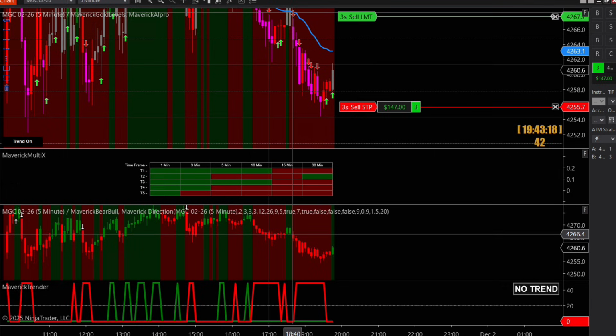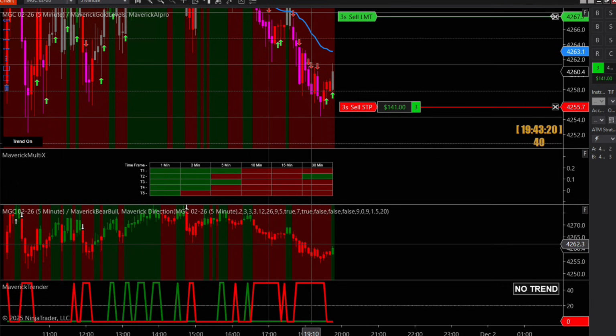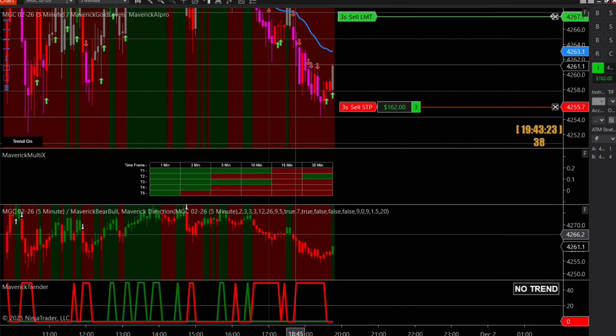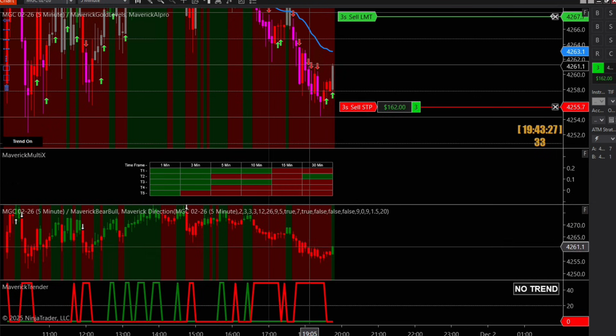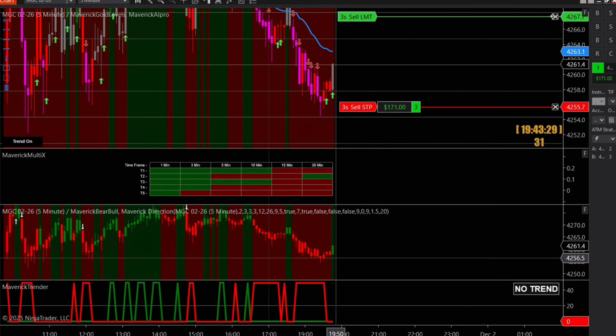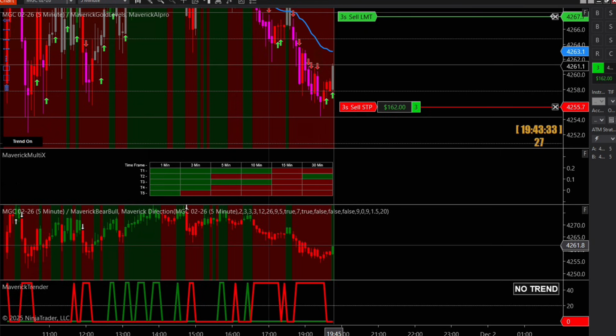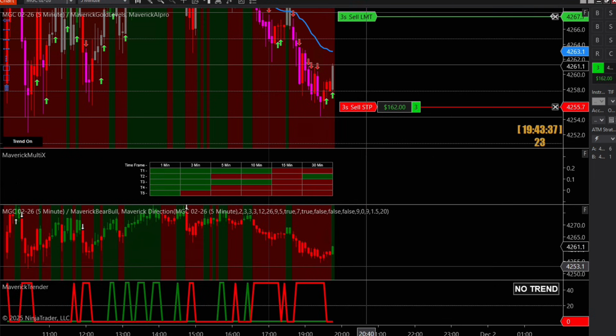The Maverick Bear Bull looks at a bunch of complex formulas to figure out who's in charge, the bears or the bulls. And right here, the bears were all in charge. And now look at this beautiful bullish candle coming up saying, hey, the bulls are in charge in this candle. They're in control.